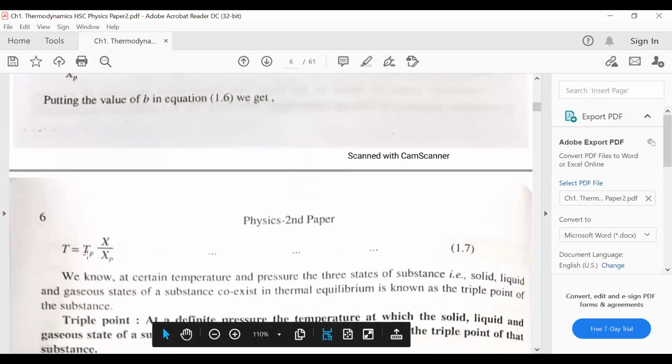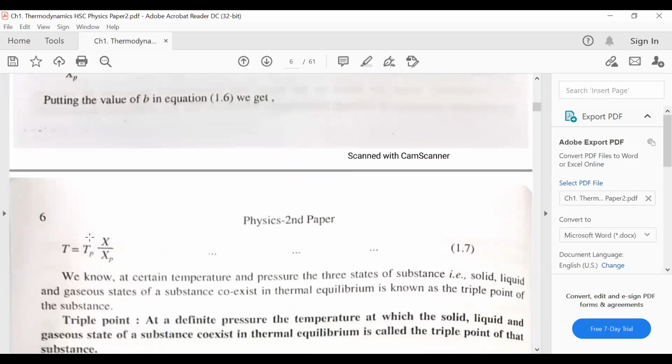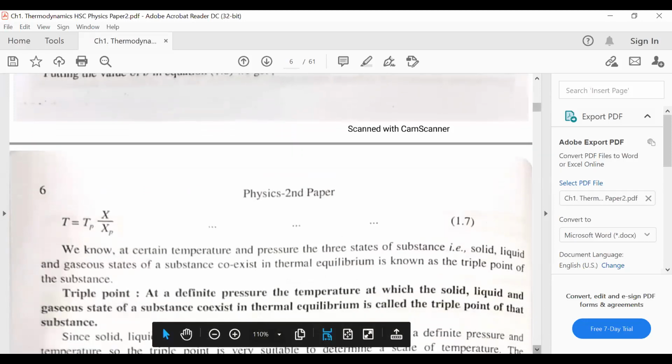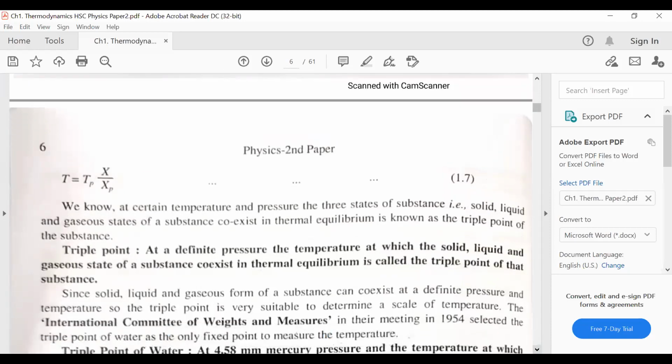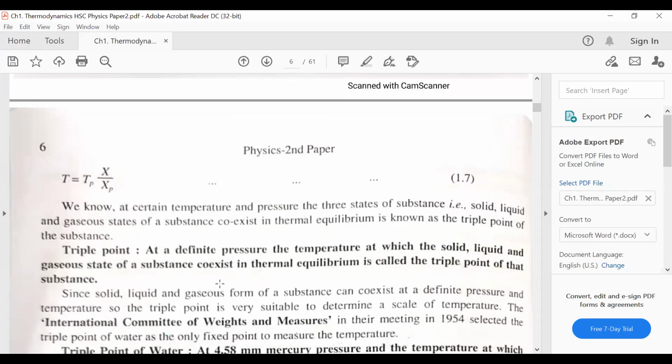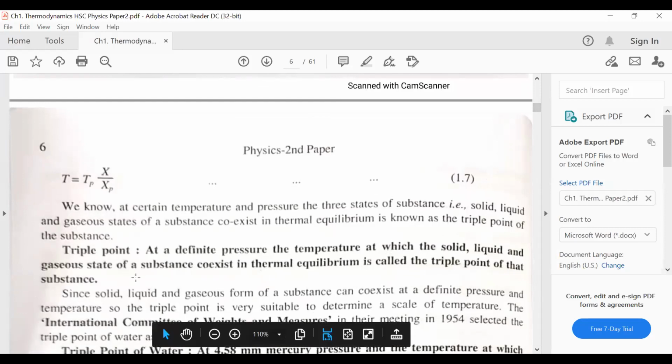So if you know T by X is a constant, then you can write T by X is equal to Tp by Xp, or T is equal to Tp by Xp into X. So what is meant by that fixed point? That fixed point is called the triple point. At a definite pressure, the temperature at which solid, liquid, and gaseous state of a substance coexist in thermal equilibrium is called the triple point of that substance.